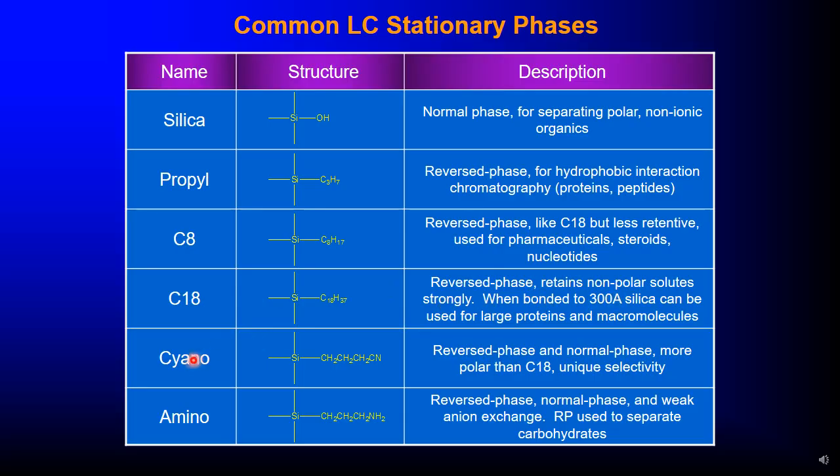Then we have the cyano, reverse phase and normal phase, more polar than C18, unique selectivity. Then amino, reverse phase, normal phase, and weak ion exchange. Reverse phase used to separate carbohydrates. So it means that you really need to know the packing material before you do your separation.